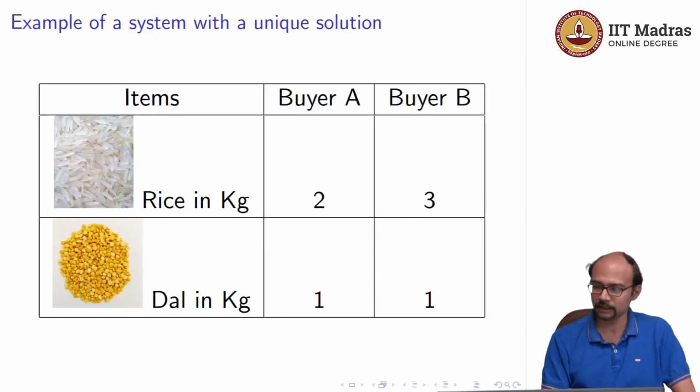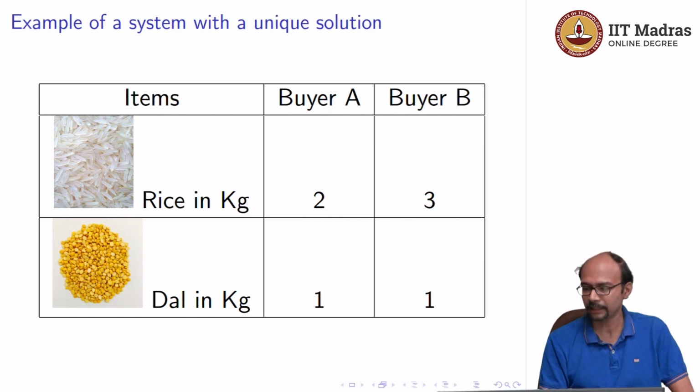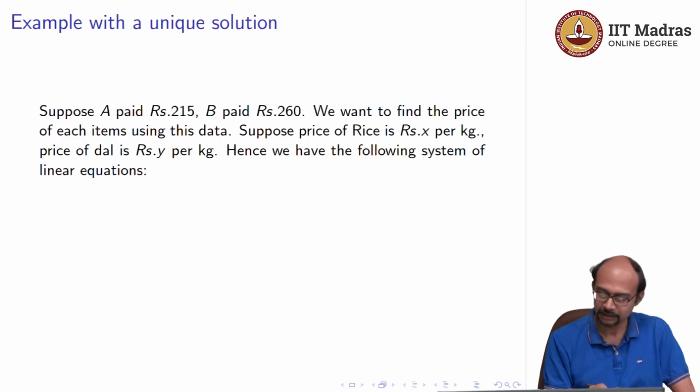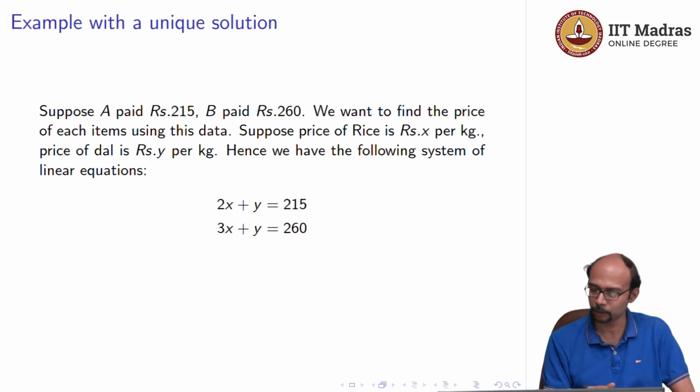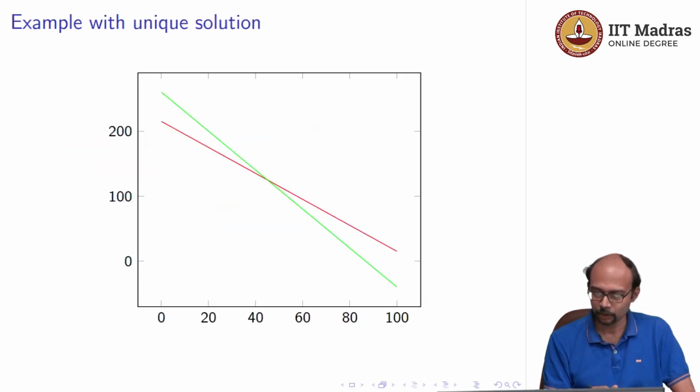Finally, let's do the last example where you have a unique solution. In this case, buyer A buys 2 kgs of rice and 1 kg of dal, and buyer B buys 3 kgs of rice and 1 kg of dal, and buyer A pays 215 rupees, buyer B pays 260 rupees. Let's write down the equations. So it's 2x plus y is 215, 3x plus y is 260. I'll encourage you to solve that.